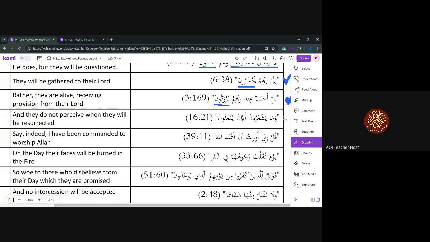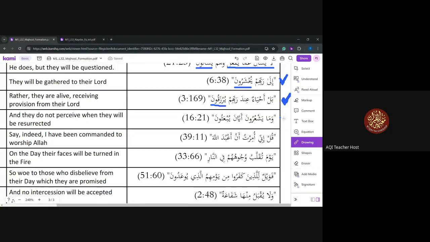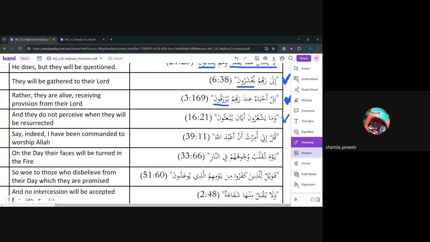Then the next one, Sister Shamila. Yes. Wama yashuruna ayyana yub'athun. Yashuruna is Mudari Majhul. Okay, no. If it's Yashuruna, does it follow the pattern that we learned, uia or ualu? If it's Mudari Majhul? Oh, no. So it's not a Majhul. Yeah, it's not. Very good.